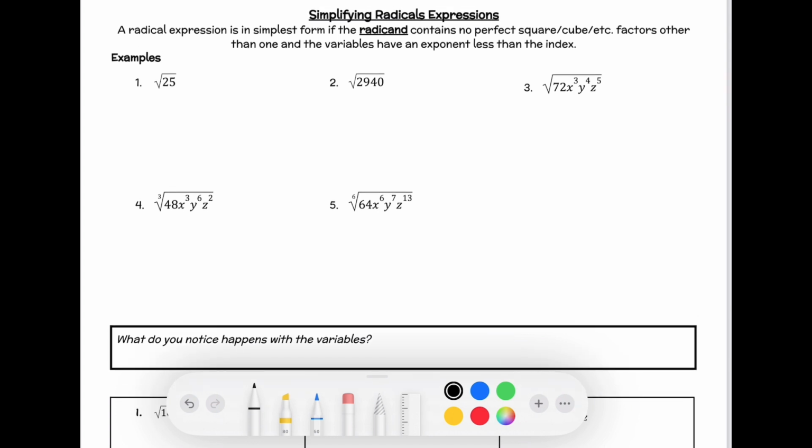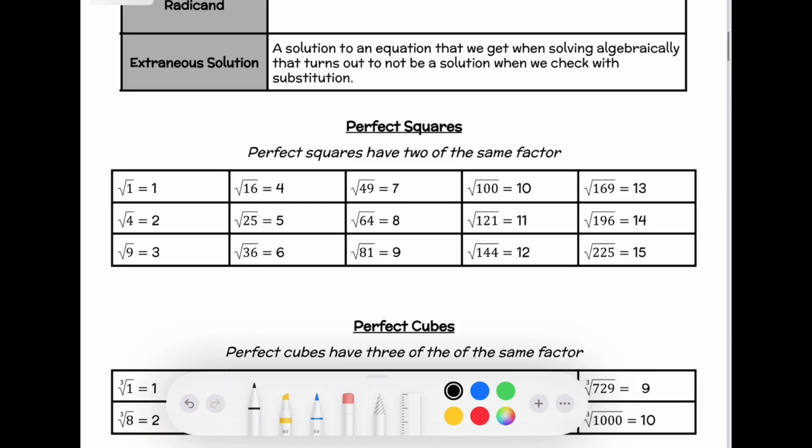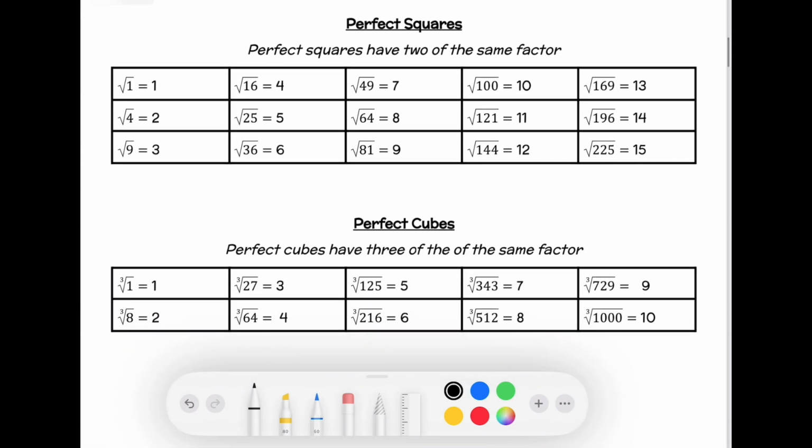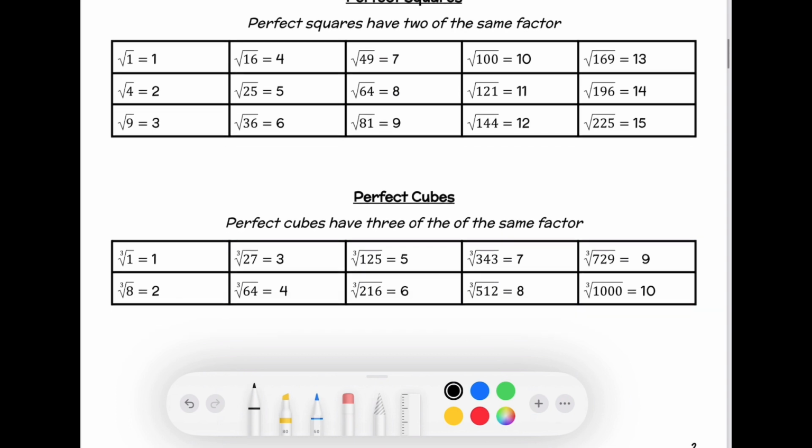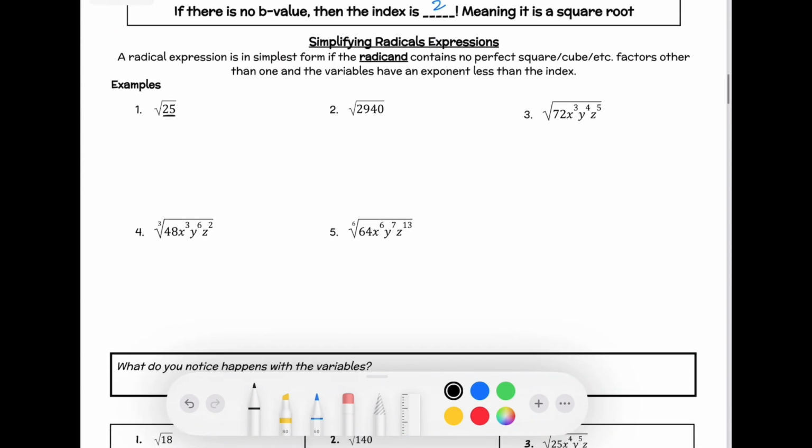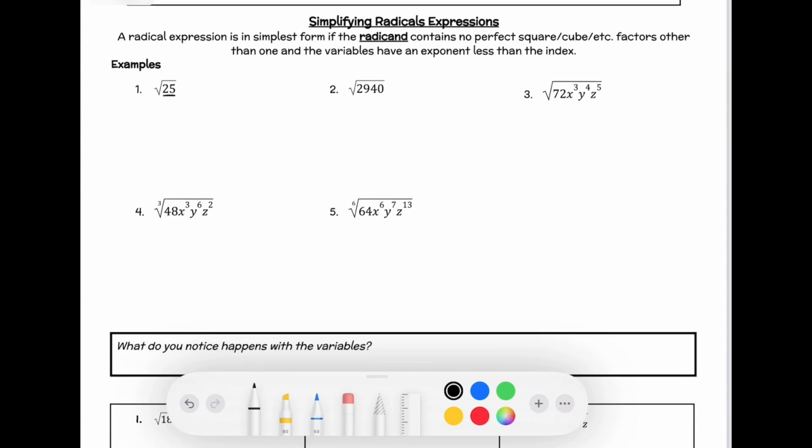So first thing, when we look at number 1, 25 is one of our perfect squares. And if you don't remember your perfect squares, you can actually flip to this previous page. I have them all listed for you, like from 1 to 15, all of our perfect squares. So whenever we have a perfect square underneath our radical, we can just go ahead and get rid of that square root and just take the square root of 25, which would be 5.